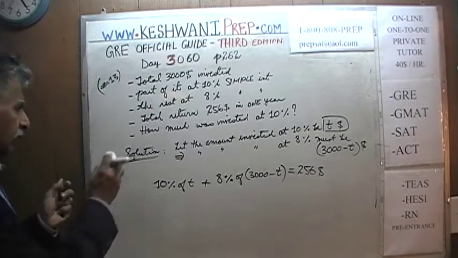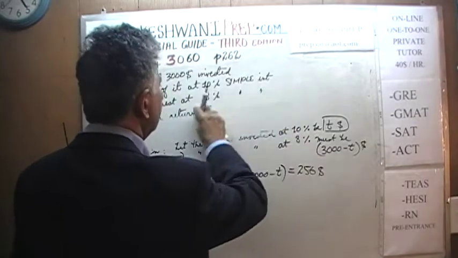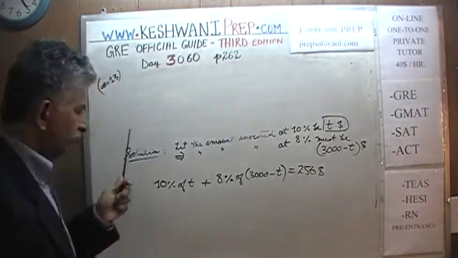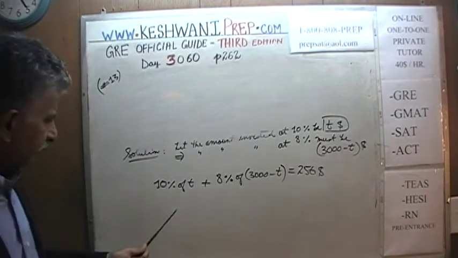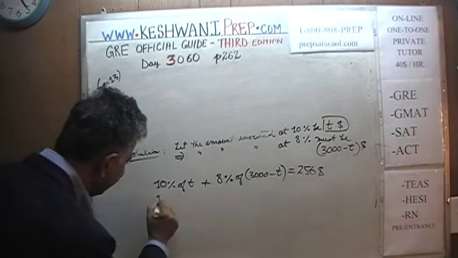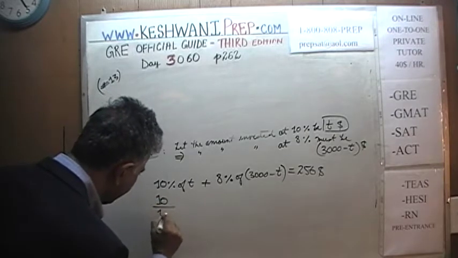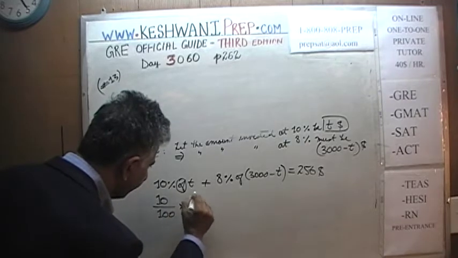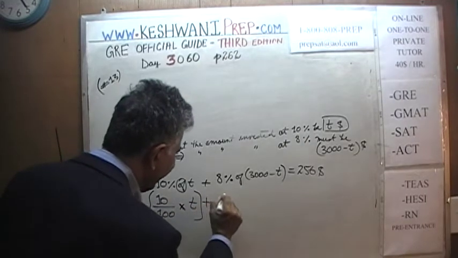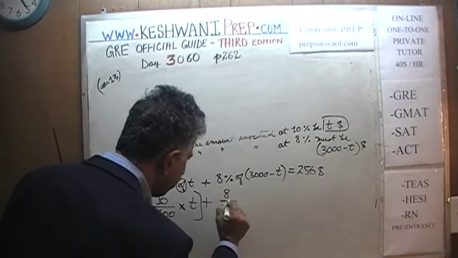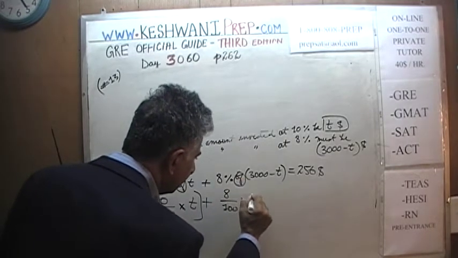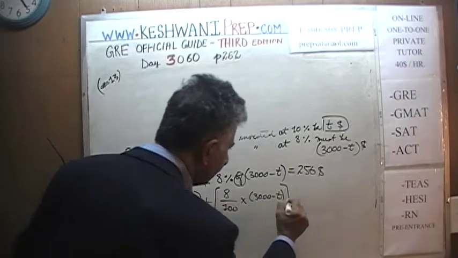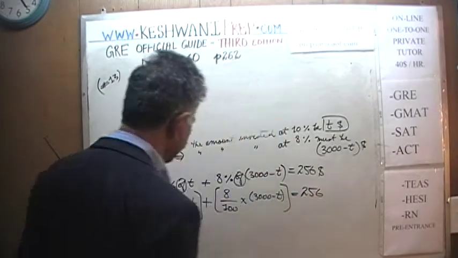We don't need the problem anymore. Let's get rid of it. But before we start up there, let's rewrite the thing. 10% means 10 over 100. Of means times. Of means times, and then we have T, so that's the first amount. Plus 8% means 8 over 100, of means times, 3,000 minus T. This amount has to equal 256.